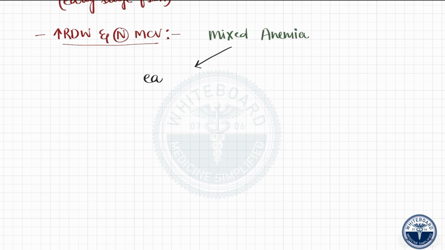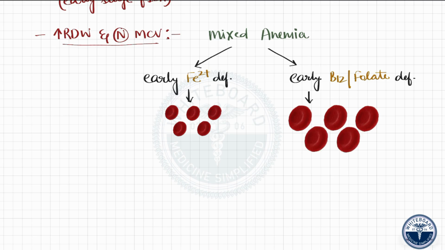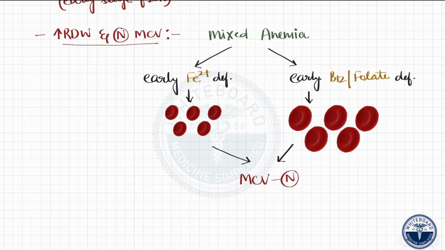For example, a patient may have early iron deficiency, which tends to produce smaller RBCs, while also having early vitamin B12 or folate deficiency, which tends to produce large red blood cells. Because one condition pushes the cell size down and the other condition pushes the cell size up, as a result, the average size of all the red blood cells, that is MCV, can appear normal, even though the blood sample actually contains a mixture of small, normal and large cells. So this variation in cell size causes the RDW to rise.